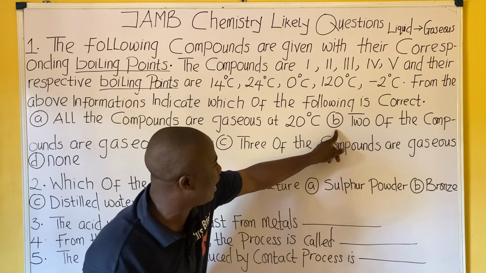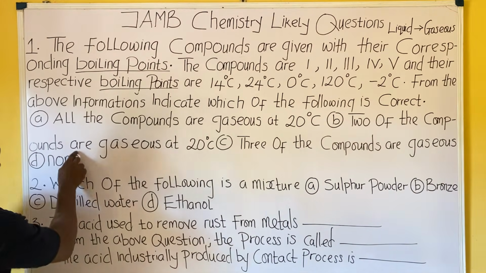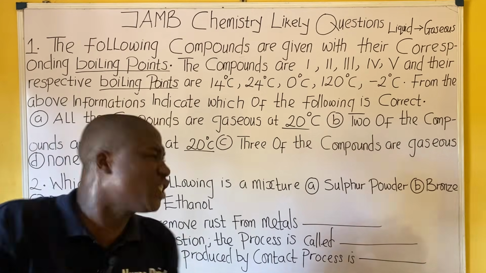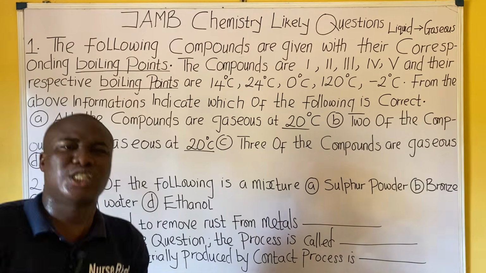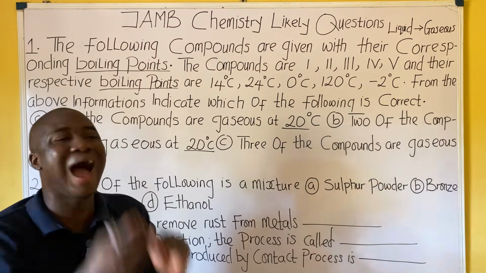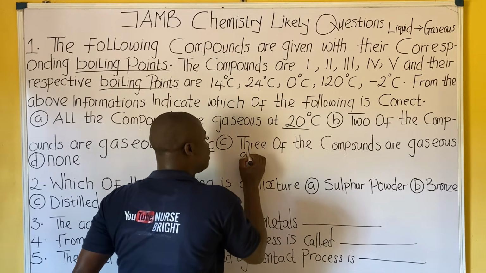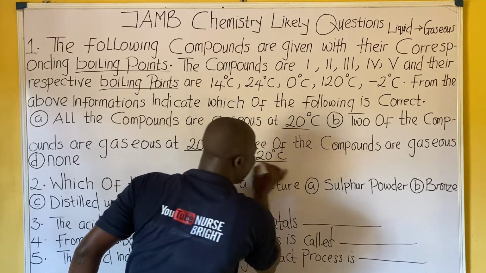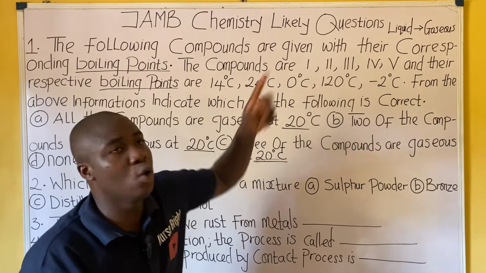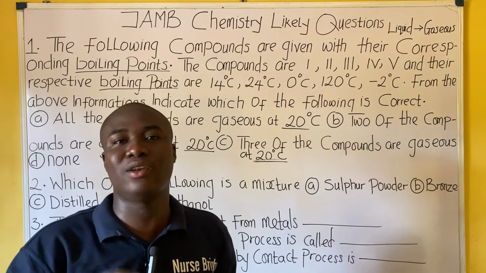Option B is telling me that two out of these compounds are gaseous at the same temperature. So you can see that they are focusing on this particular temperature, 20 degrees Celsius. Option C now says that three of these compounds are gaseous at, it should be, 20 degrees Celsius as well. So the question we ask ourselves: how will I even know that two, three, or all of them are gaseous, or none of them are gaseous at this temperature? How will I know? Simple.